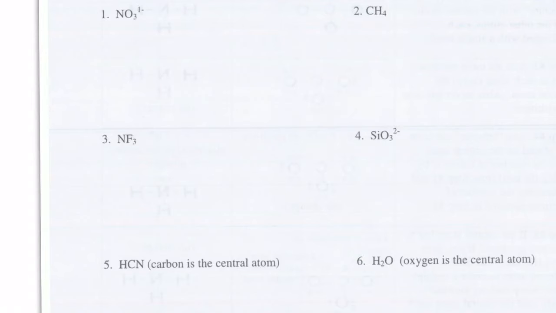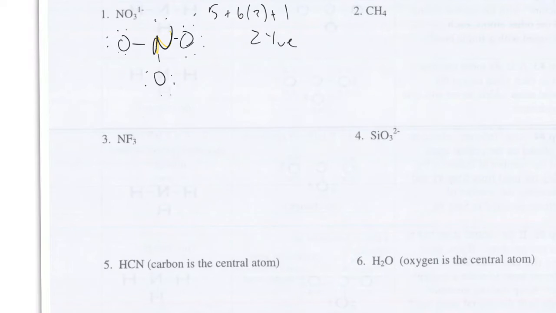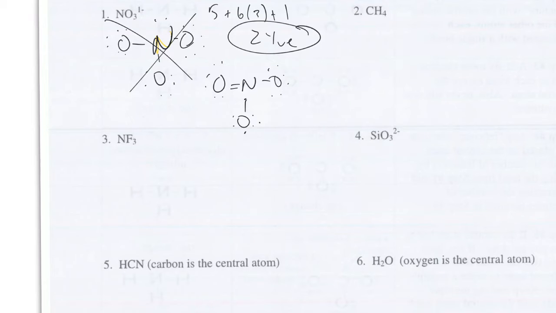NO3 minus 1 is going to be, we just count it up and we try it with single bonds first. So we've got N, single bond O, single bond O, single bond O. And we've got 5 plus 6 times 3 is 18, plus another 6 is 24 valence electrons, and this structure has 26, so that's not going to work. So if I try it with one double bond first, now this structure has 24 valence electrons, so this is what NO3 minus 1 looks like.